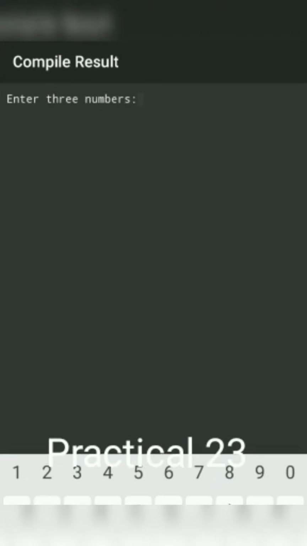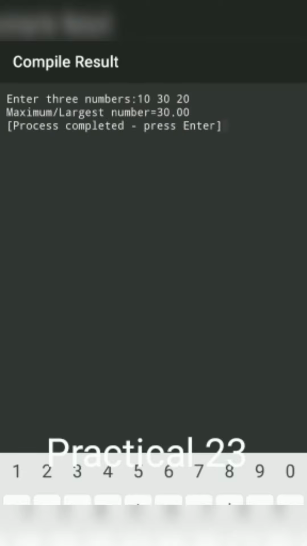Your inputs according to your practical notebook are 10, 30 and 20. Okay, the largest maximum number is 30. Why 30? Because the value of b, 30, is greater than a, yes, 30 is greater than 10 and 30 is greater than 20. So the second condition is true, and b is treated as the maximum number.